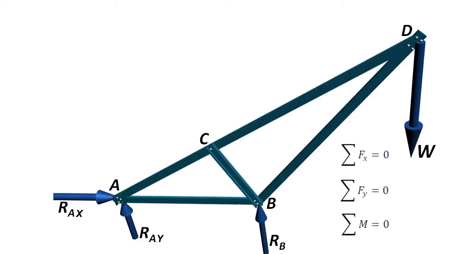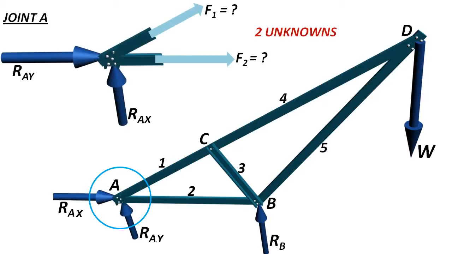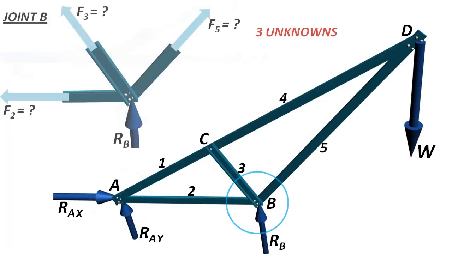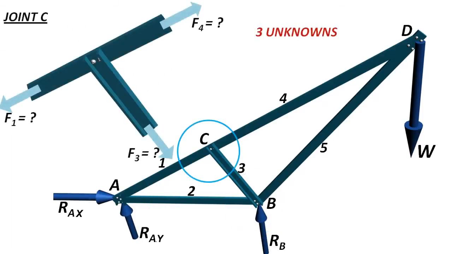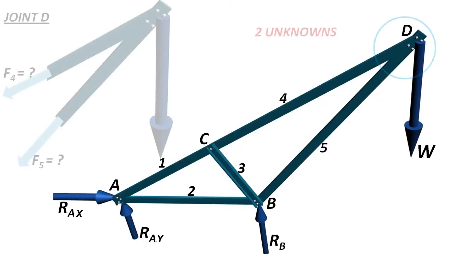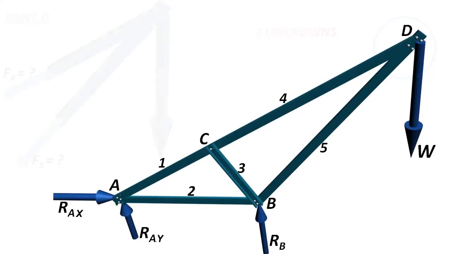Now analysis at each joint. Let's assume that all members are under tension, so forces are moving away from the joint. Internal forces developed, and the number of unknown forces around each joint, are as shown here. It's clear that we could start our analysis either from joint A or from joint D. Both are having two unknowns. Other joints are having three unknown forces.